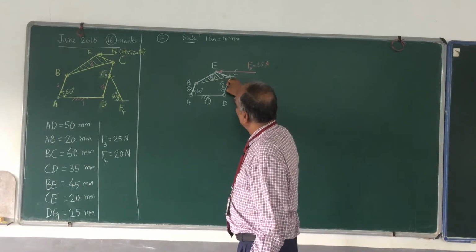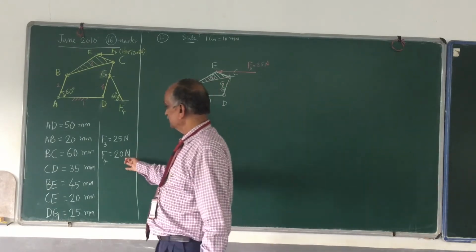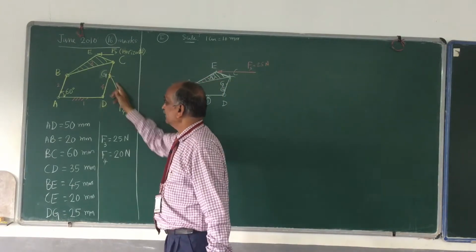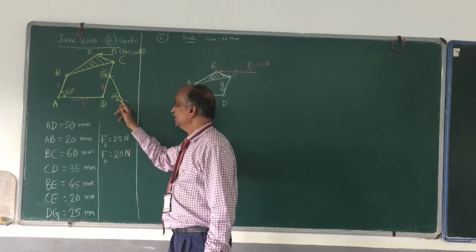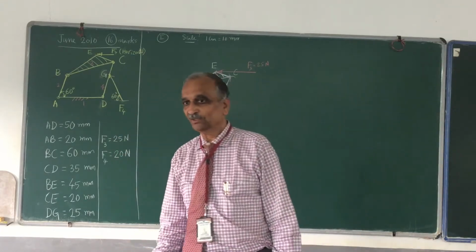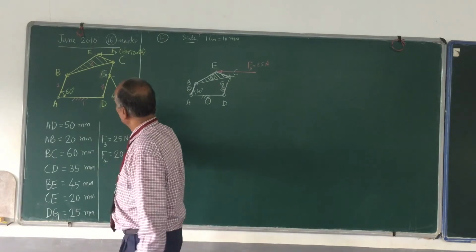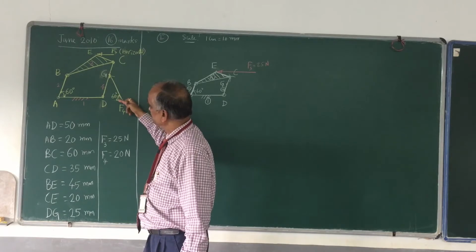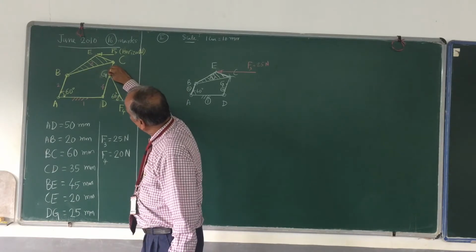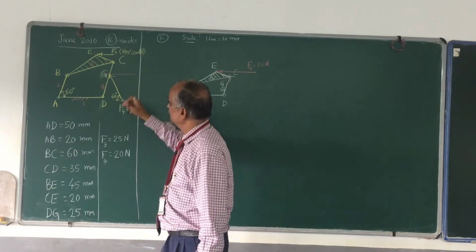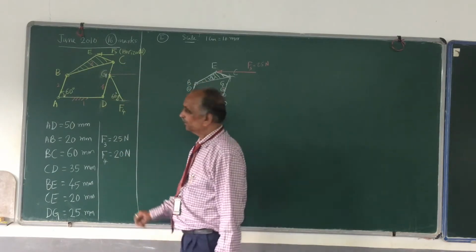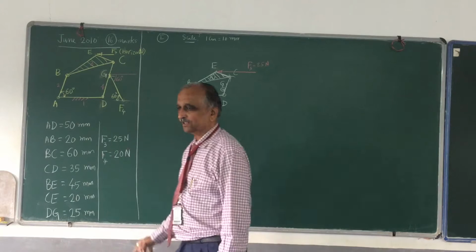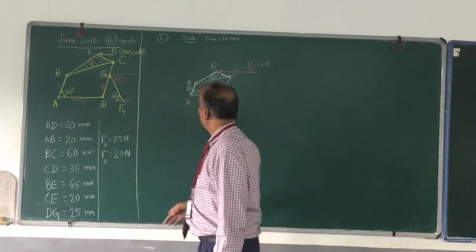Similarly, at point G you have a force of 20 Newton. That force is F4. The line of action of F4 makes an angle of 60 degrees with the horizontal. Similarly as in the previous problem, I shall draw one more line at G parallel to the horizontal line. If this is 60 degrees, this also is 60 degrees, the opposite angles.